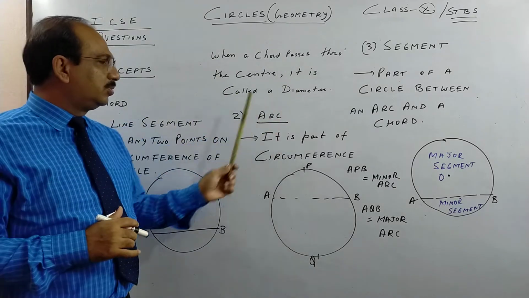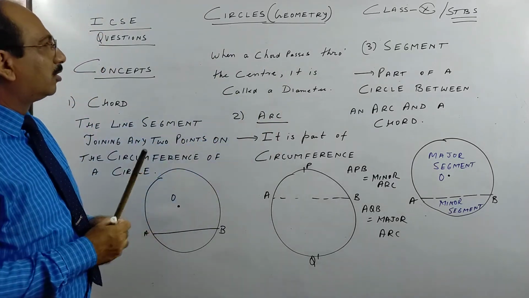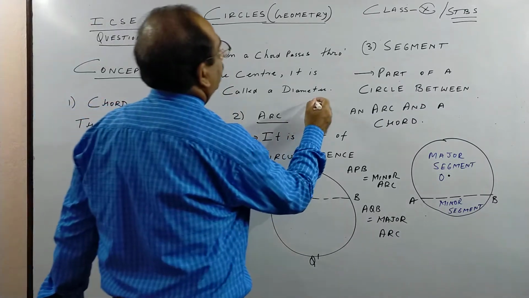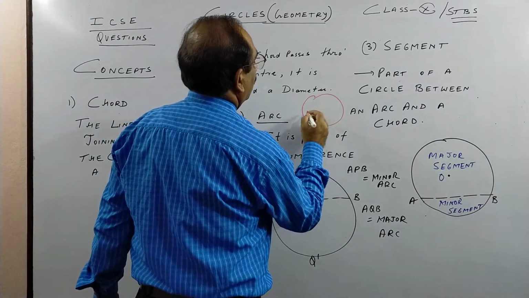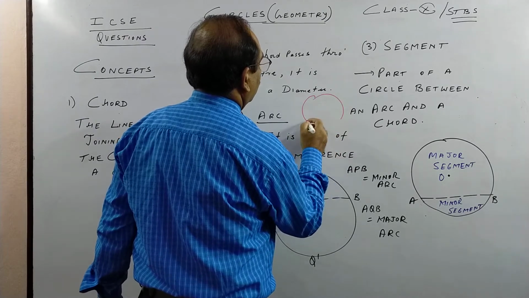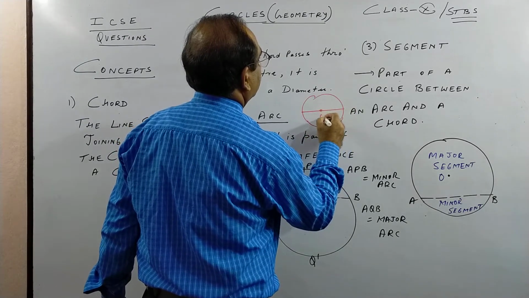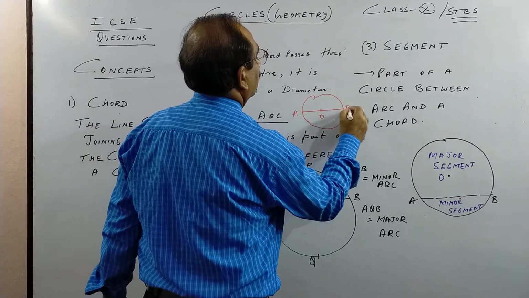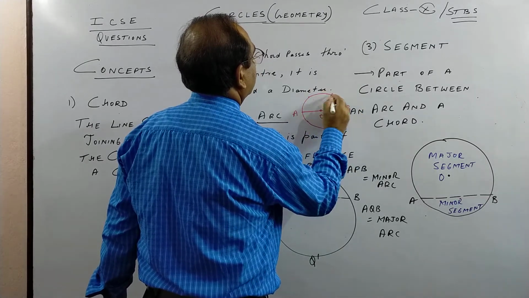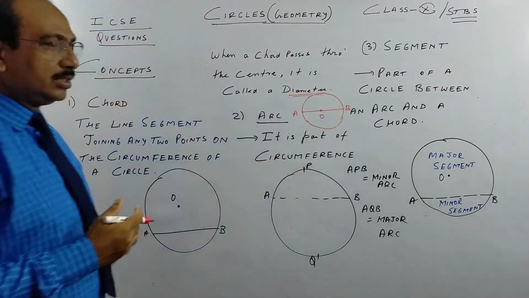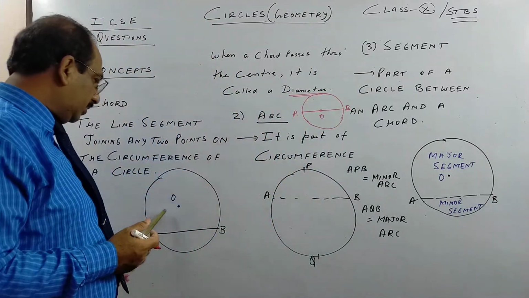When a chord passes through the center, then it is called a diameter. So if this is the center, and a chord passes through the center, then it is called a diameter. So diameter is a special case of chord where the chord passes through the center.